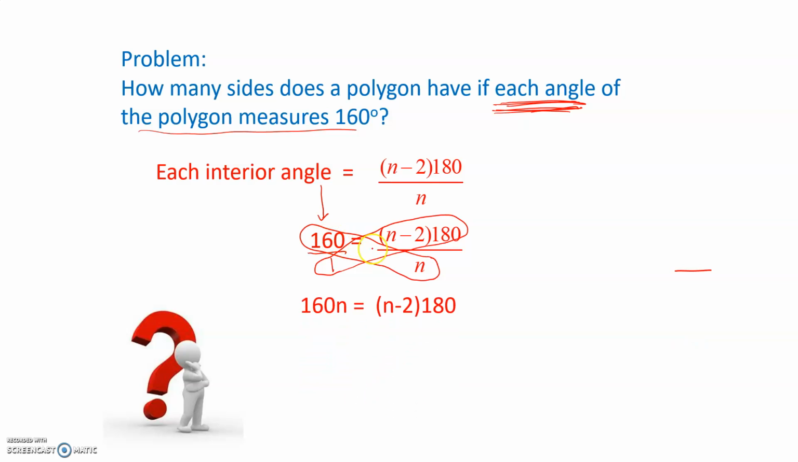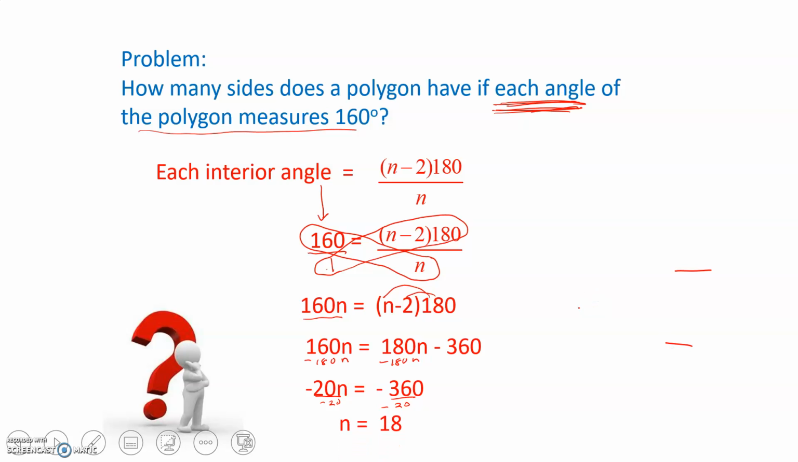So here I am, 160 times n is 160n, and 1 times n minus 2 times 180 is n minus 2 times 180. Distribute the 180 to the n and to the negative 2. I have n's on both sides, so I'll subtract 180n from this side and subtract 180n from that side. So negative 20n is now negative 360, and now divide by a negative 20 on both sides, and I have n is equal to 18. So those are the two conjectures for section 5.1 and a couple of examples to help get you through.